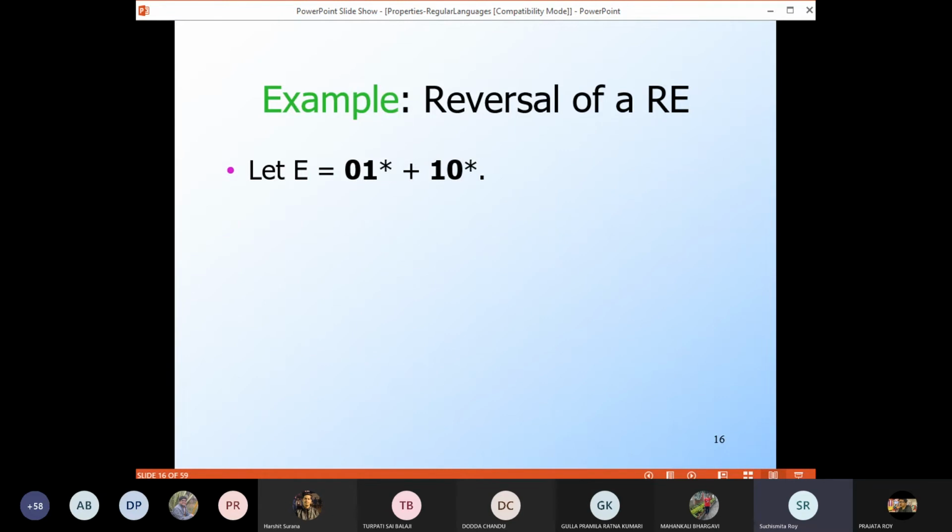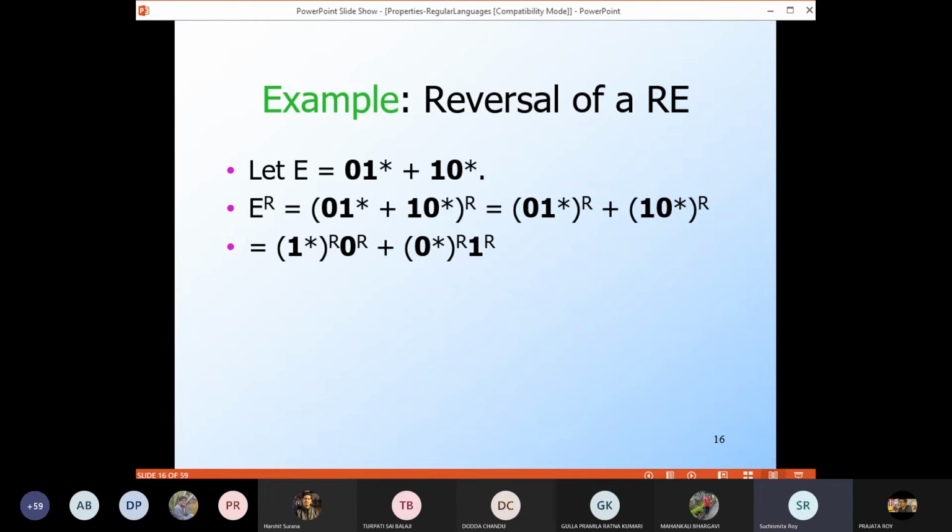In case of regular expressions, the highest precedence is given to Kleene closure, and then concatenation, and at the end you have union, or plus. So plus comes at the end. You have to apply Kleene closure first, then concatenation, and then plus. So when we are reversing the strings, we have to keep this in mind.